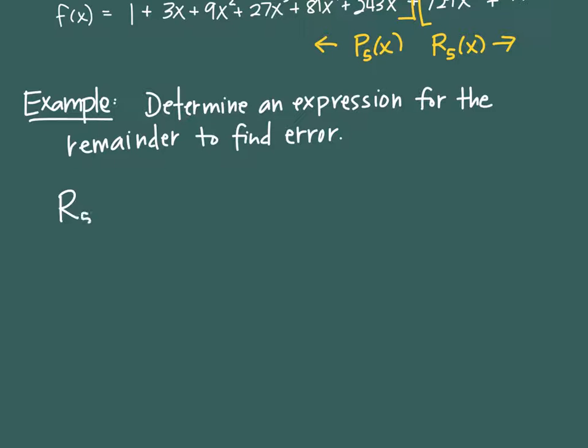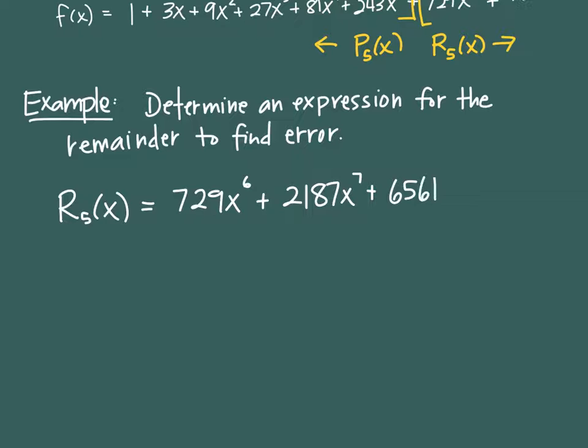Okay, the remainder for this problem starts with 729x to the 6th. And I've written out a couple of them. It would keep going with 2187x to the 7th, and then 6561x to the 8th, etc. Okay, that is where the truncated error part starts. The error and remainder are equivalent terms to each other.